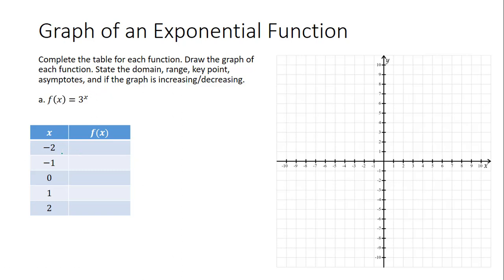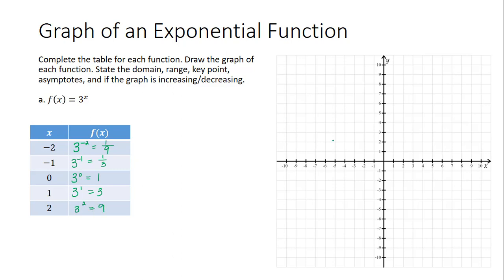To find function values, I can plug in -2 to the function to get 3 to the -2, or 1 over 3 squared, which is 1 over 9. 3 to the -1 is 1 divided by 3 to the 1, or 1 over 3. 3 to the 0 is 1. 3 to the 1 is 3. And 3 squared is 9.